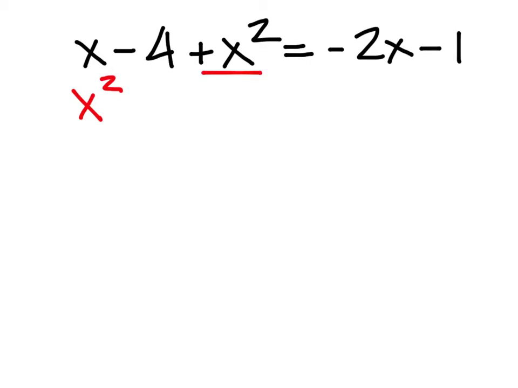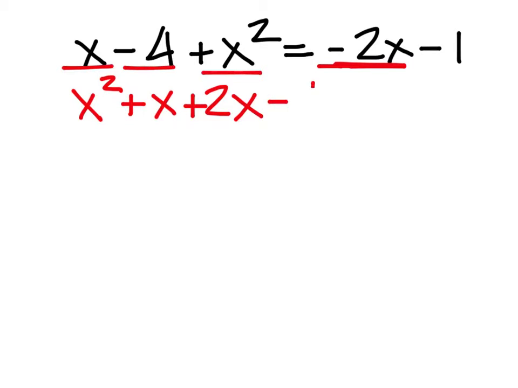What can I put next? X. That's from the same side, so it doesn't change signs. What can I do next? Yeah, move this negative 2x over and make it plus 2x. Now what? Negative 4, and it doesn't have to change sides, so it's still negative 4. What's next? Change the negative 1 to a positive, and then set it equal to 0. That's right. This had to change sides.